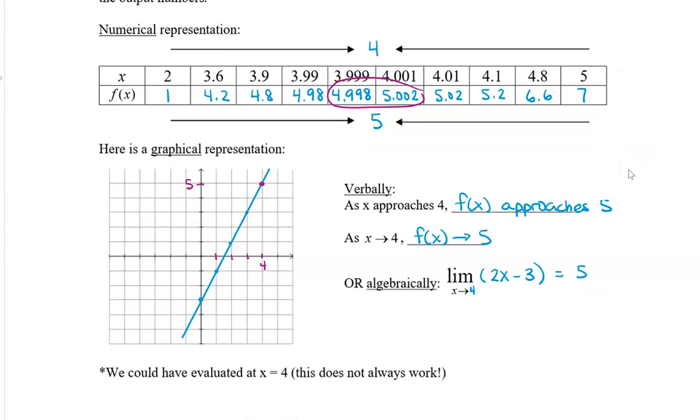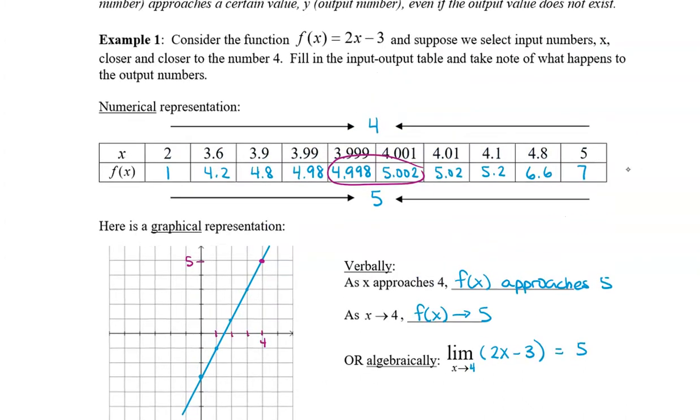Now we could have evaluated at x equals 4. So we could have actually just plugged in 4 for x up here in our equation, 2 times 4 minus 3, we know that's 5. But this doesn't always work. And we'll look at some examples later that you can take a look at and ones for you to try as well.